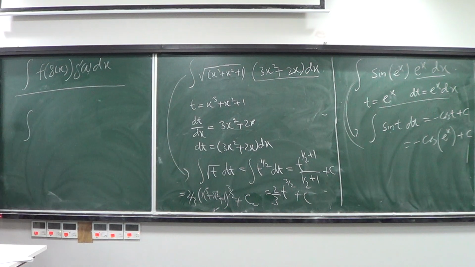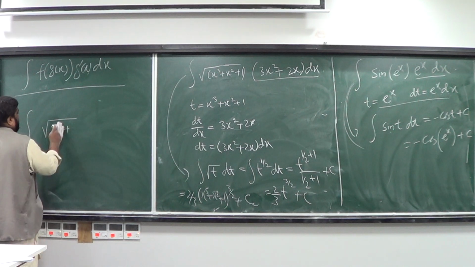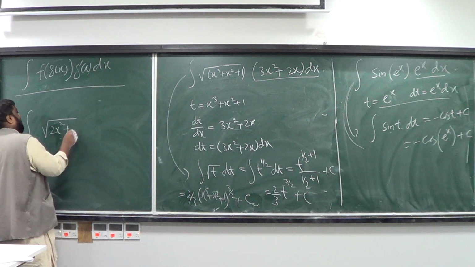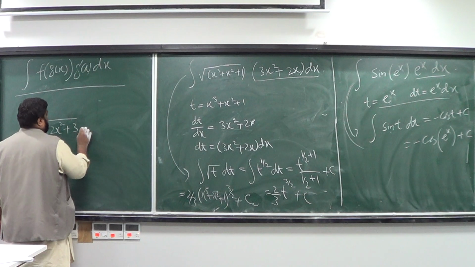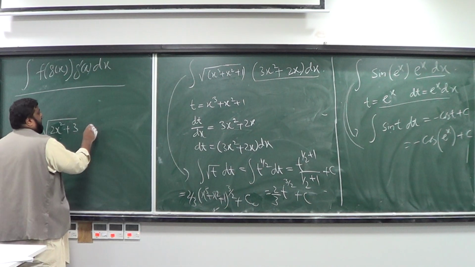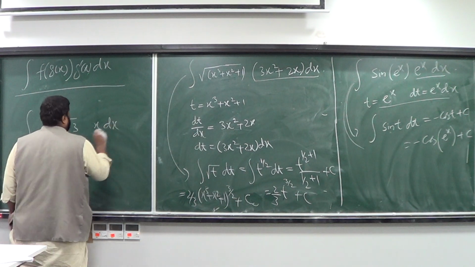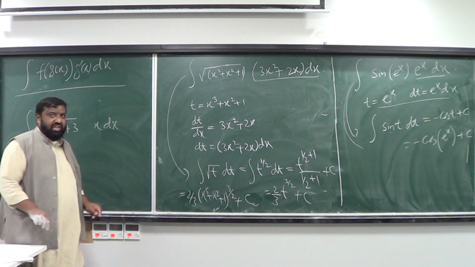Imagine I have here the square root of 2x square plus 3, so it's like a square root function composed with 2x square plus 3, and I have x dx here. Now you're going to see a little caveat.